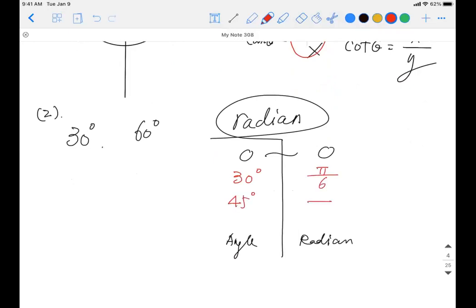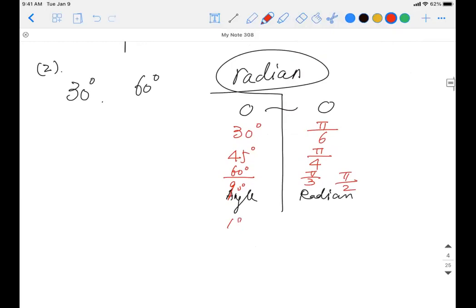45 degrees, pi over 4. 60 degrees, pi over 3. 90 degrees, pi over 2, right? 180 degrees, pi. 360 degrees, 2 pi.